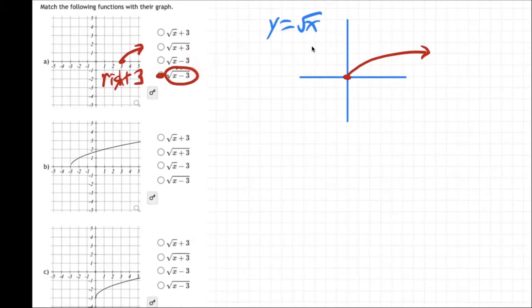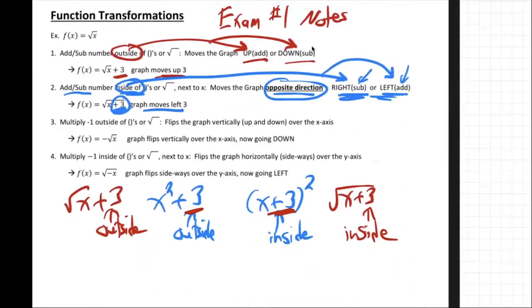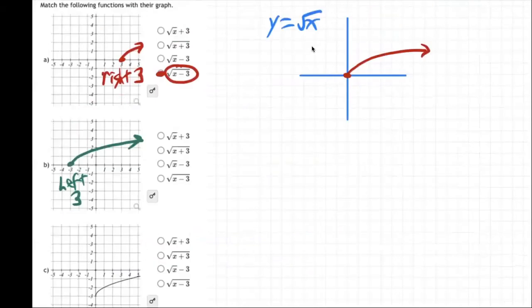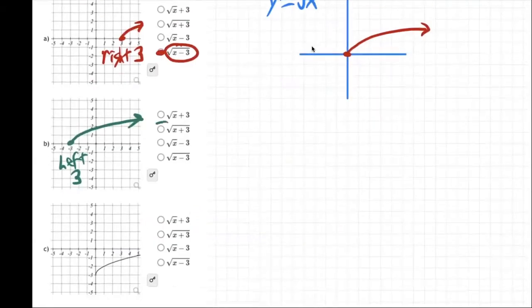Okay, next one. Here, it's been moved left 3. So go back down to the notes. Left is add, again, inside of the square root. So inside of the square root, left is add. It's this one. Again, inside, not this one outside.